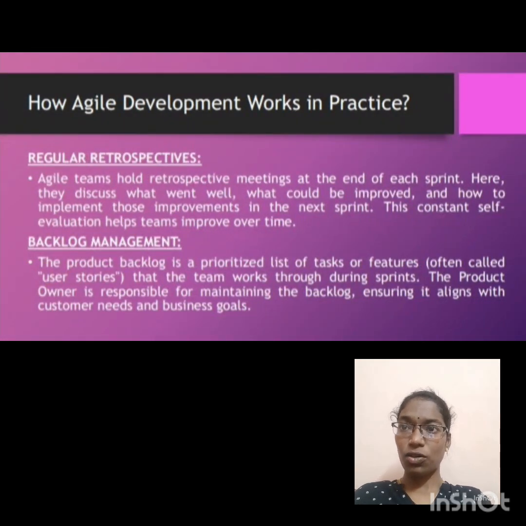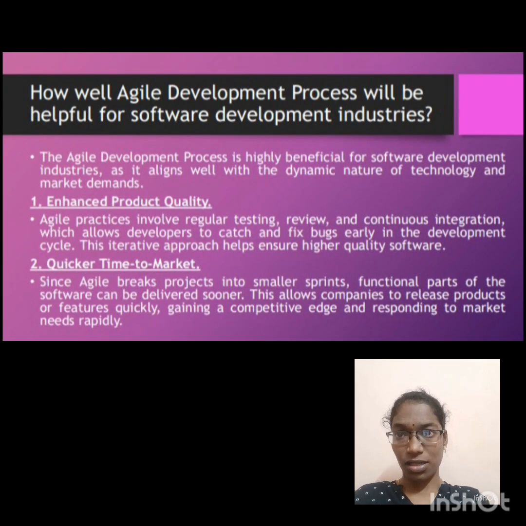Then regular retrospectives. Retrospective meetings are conducted at the end of each sprint. Constant self-evaluation is also done. The product backlogs are also scheduled in the upcoming sprints. So next, Agile in software development industries. How well Agile is helpful in software development industries.